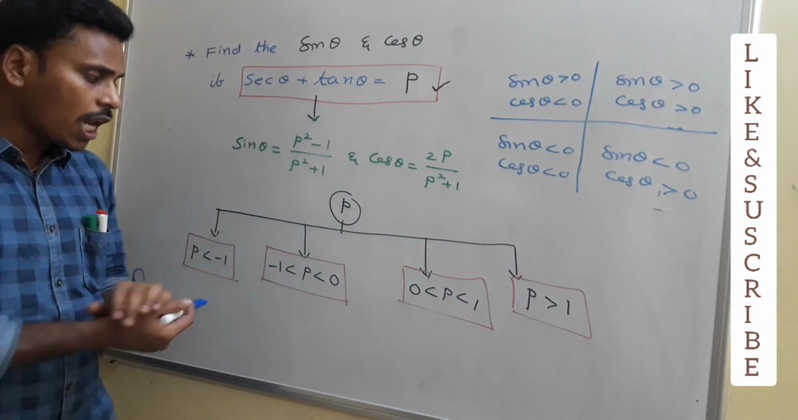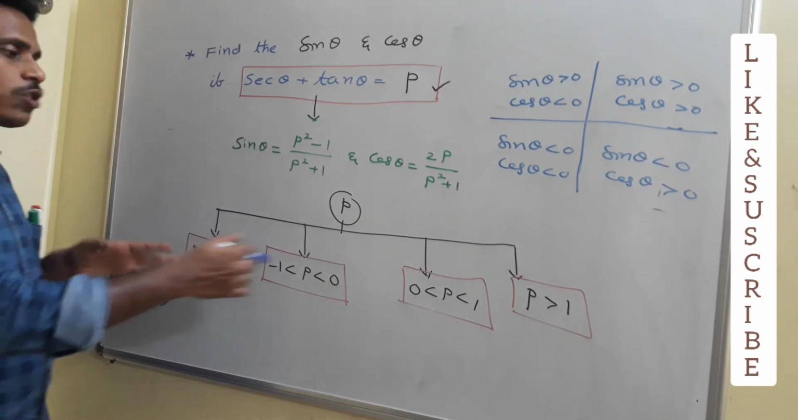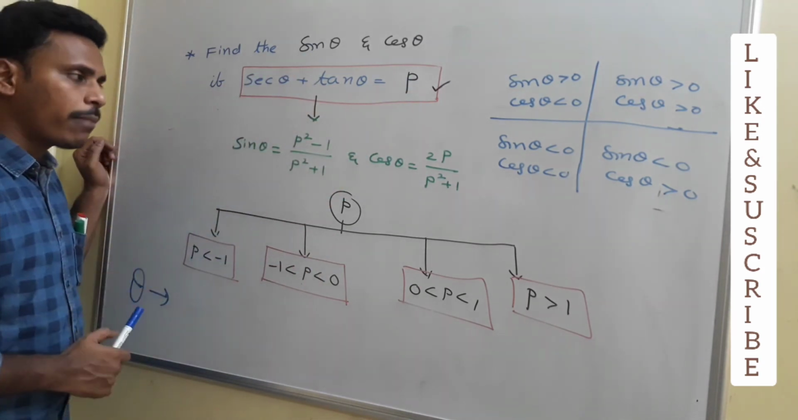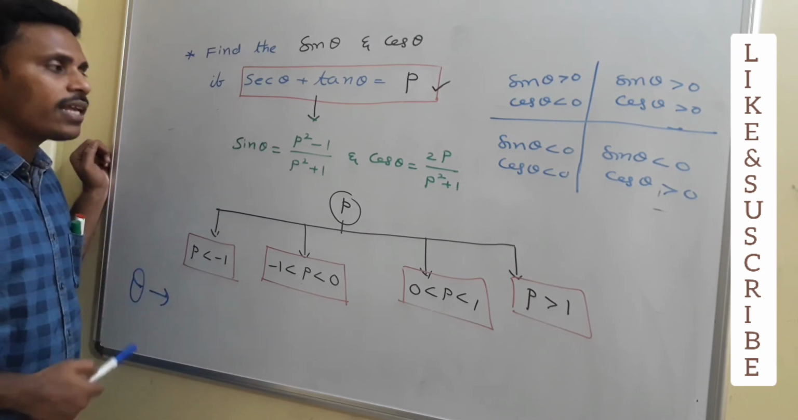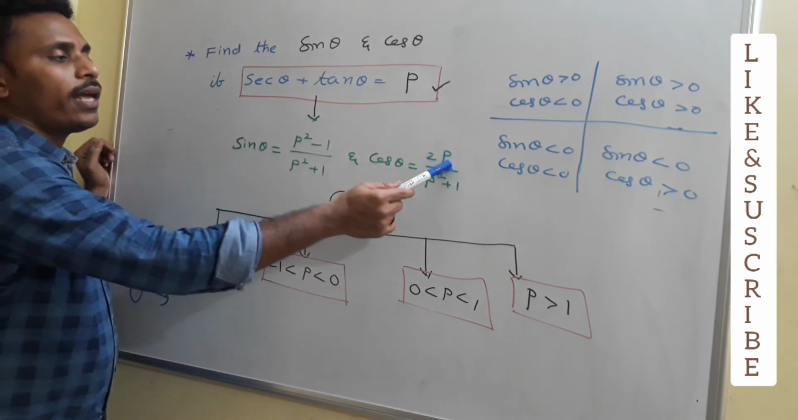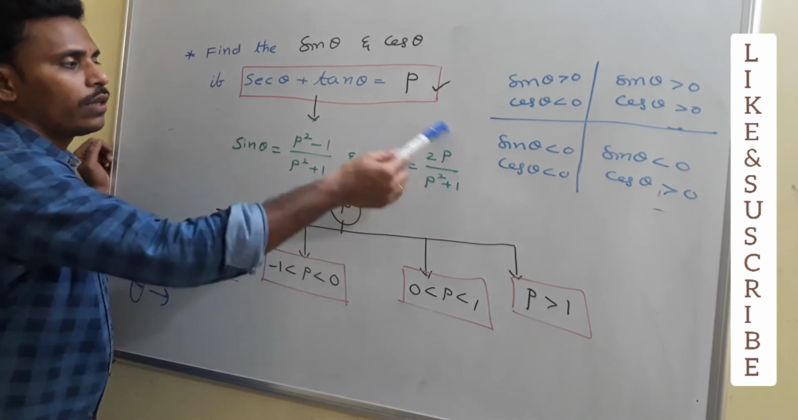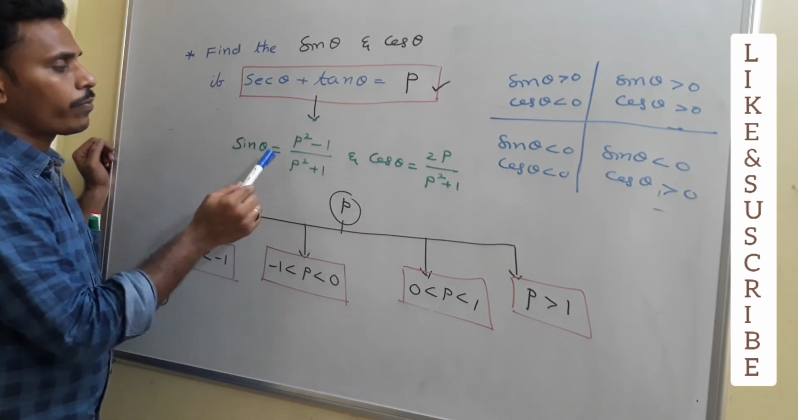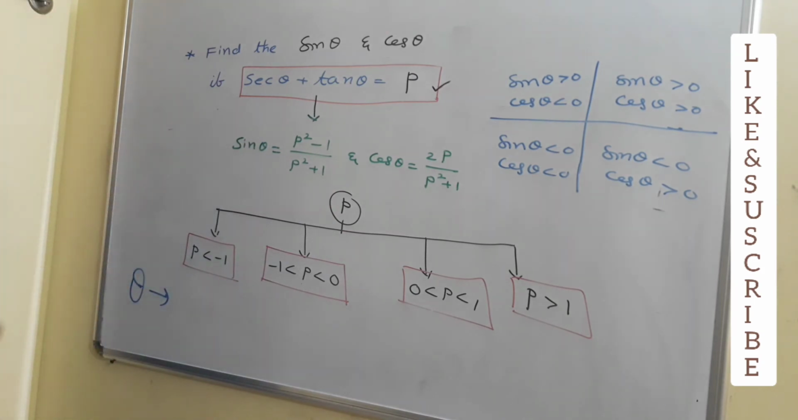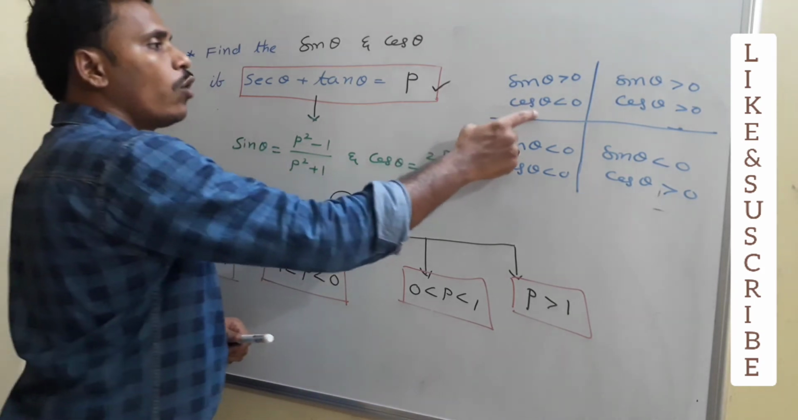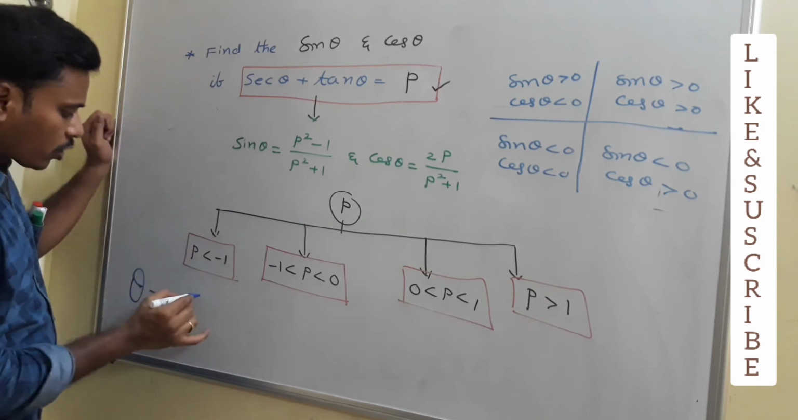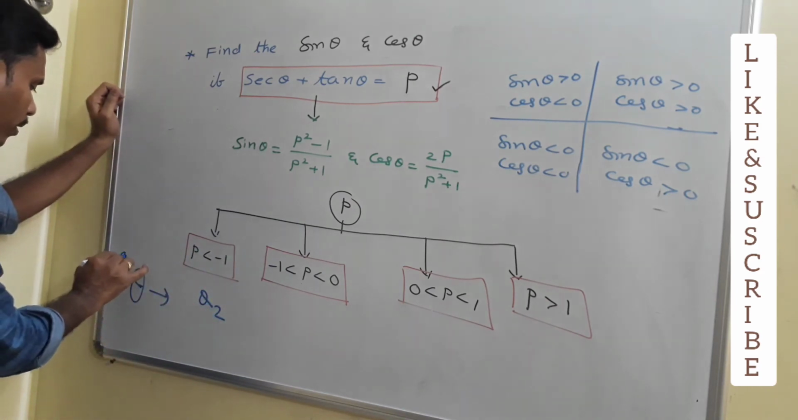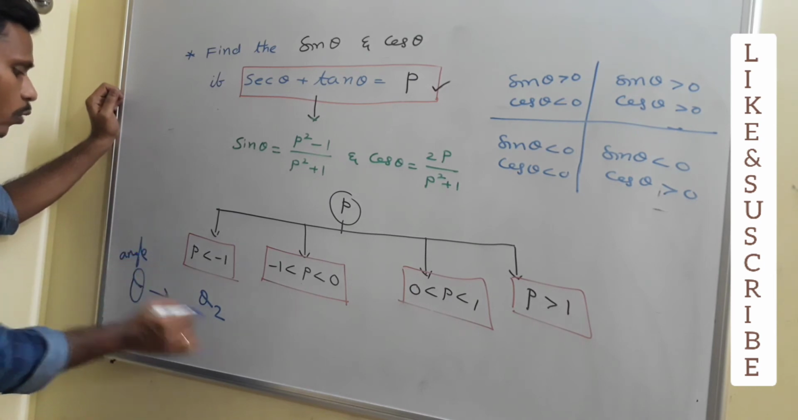Right. Now come to the cases of p. If that value of p is a number which is less than minus 1, replace p here, like minus 2. This is negative and this is positive, right? Cos is negative and sin is positive. Where will that happen? It is true in the second quadrant, quadrant 2. This is the angle theta. And this is what quadrant?